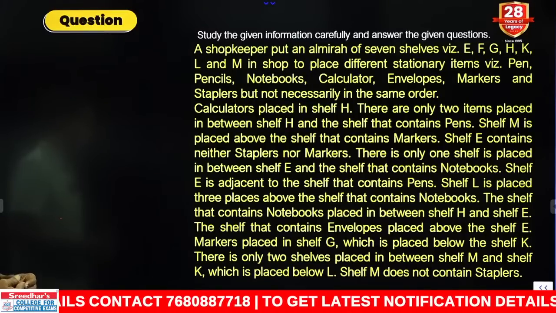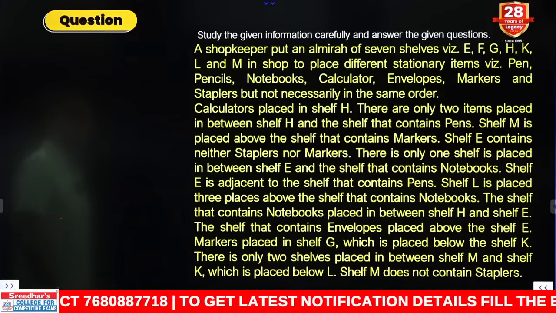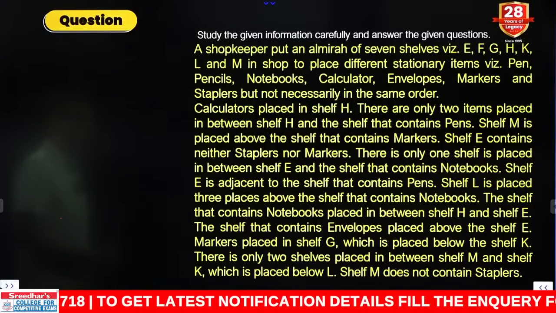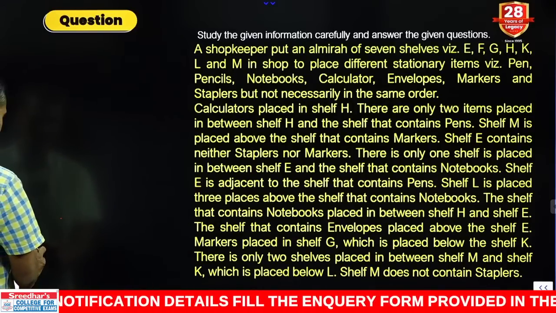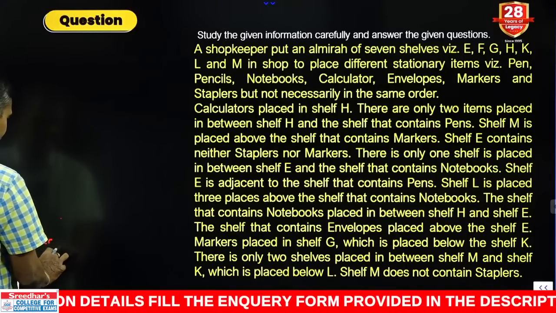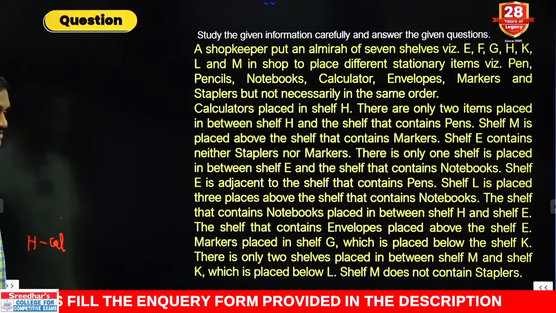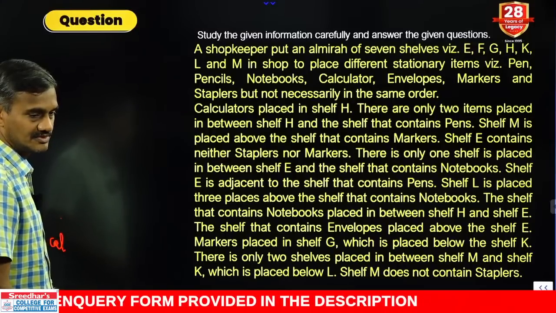Then coming back to this one, done. Now staplers, not necessarily in the same order. Calculators are placed in H. Now H and calculators are together, isn't it? Where this H and calculator were, that is not known, isn't it?